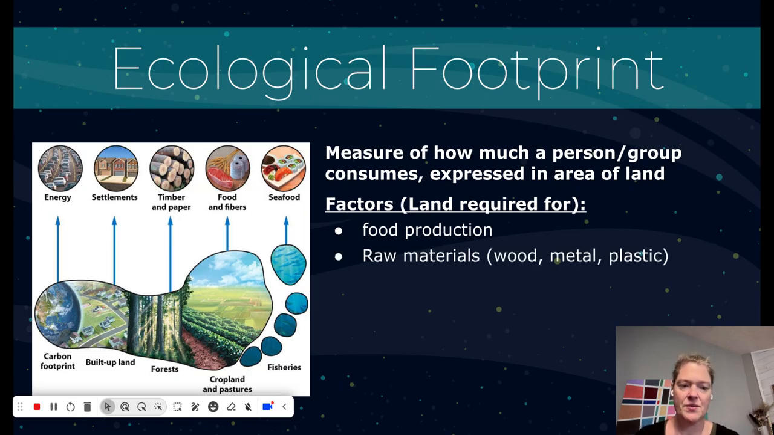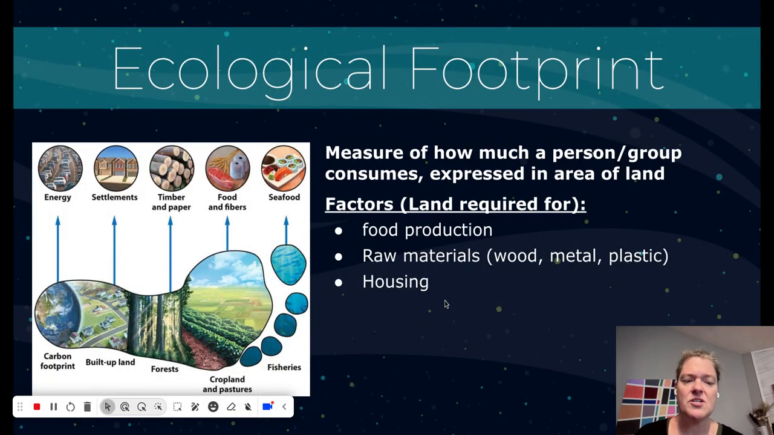We require land to make our food, to grow our food, even to feed our food sources. We also require land to produce our raw materials. So the raw materials include woods, metals, plastics, those sorts of things. Even fossil fuels are considered, and all those energy sources are considered raw materials.